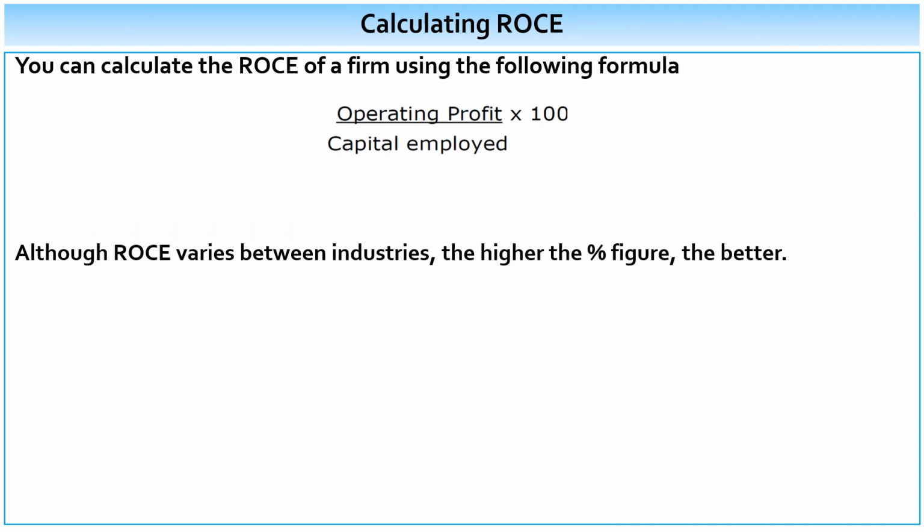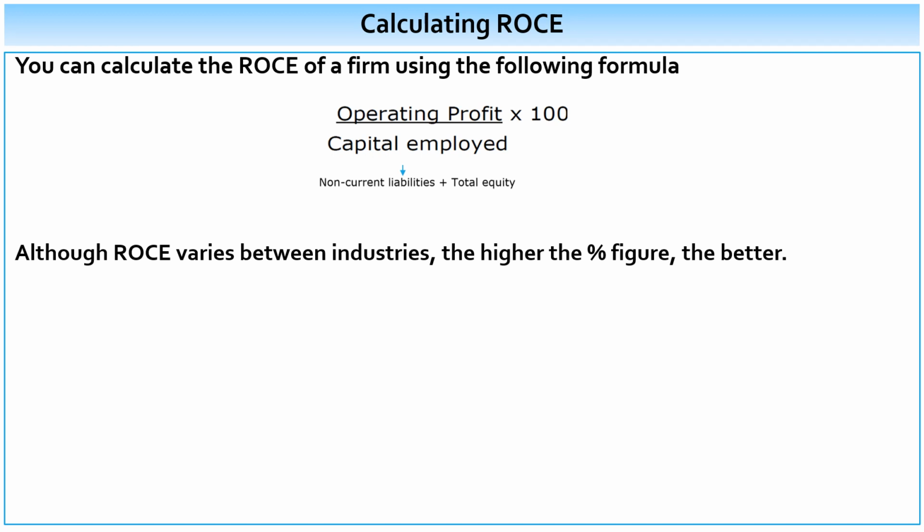So we calculate the return on capital employed by using the following formula. We take the operating profit, the profit from the business itself, from the business activities, divide by the capital employed, and then we times by 100. A reminder that the capital employed is the non-current liabilities plus the total equity. So we need to look at both the statement of financial position and the statement of comprehensive income to perform this ratio.